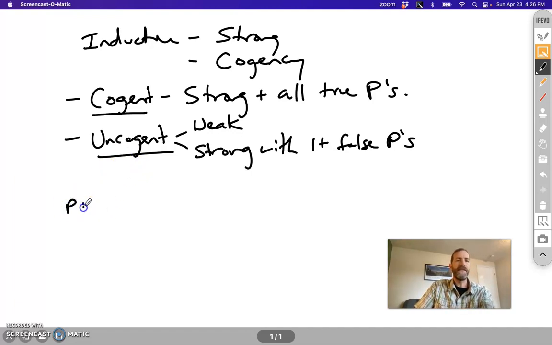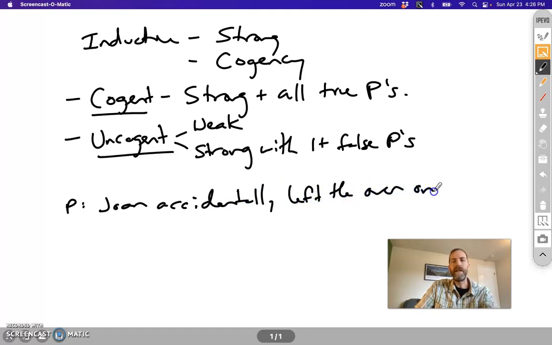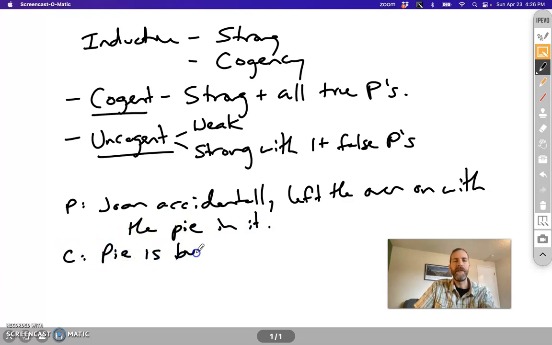Okay, let's say that the premise is Joan accidentally left the oven on with the pie in it. And our conclusion is that the pie is burned. Okay. This is an inductive argument because we don't know for sure that the pie burned, okay? But it seems very likely that if the pie was left in the oven for 2 hours, that it would burn. It's a causal inference, and based on the past and cause and effect relationships that we have witnessed in the past, it seems very likely that this pie will have burned.